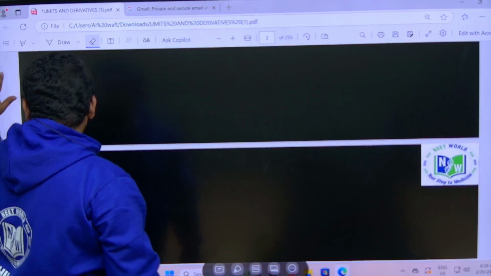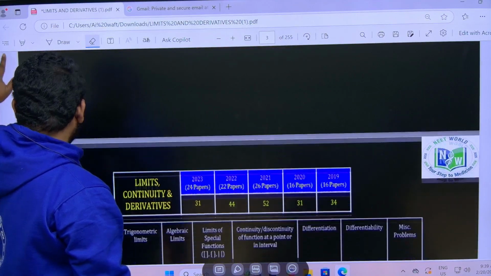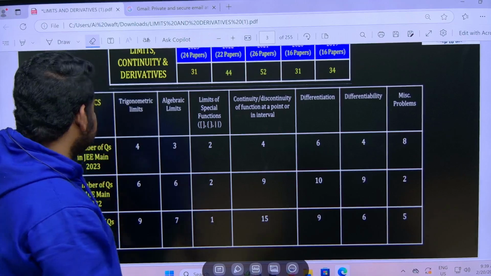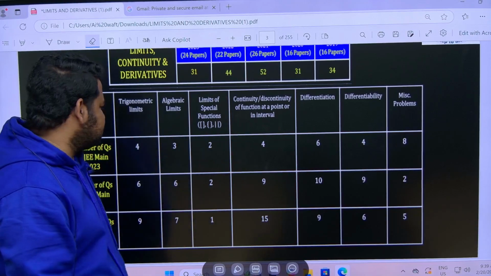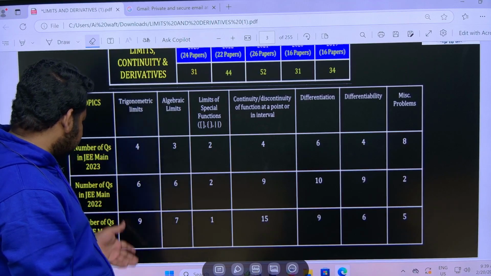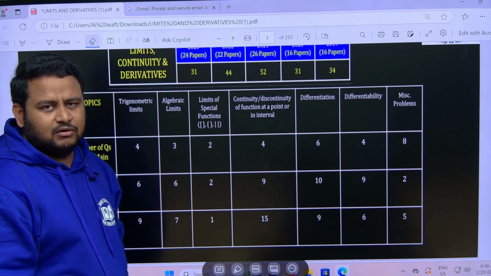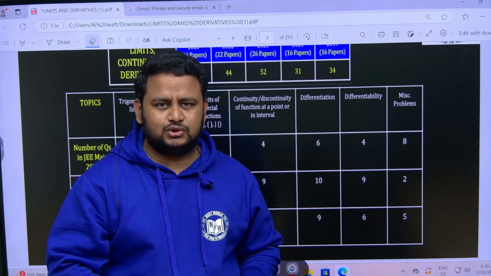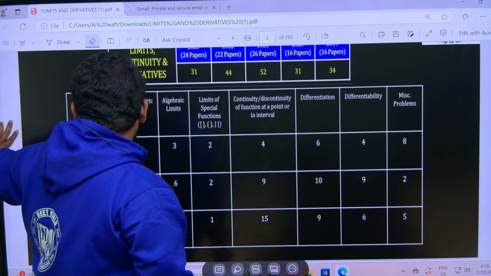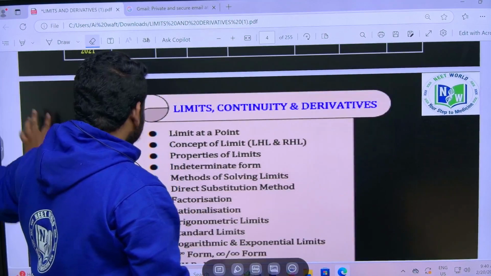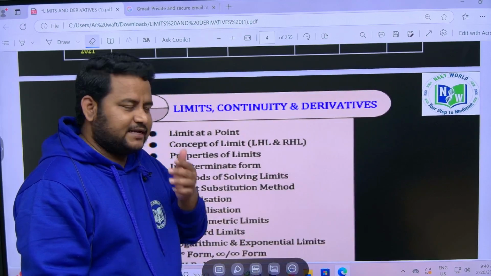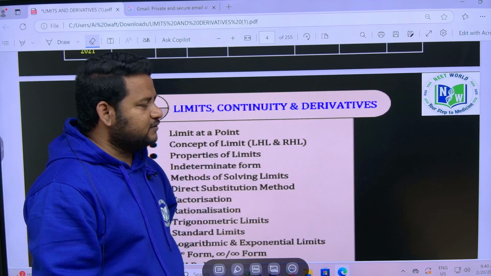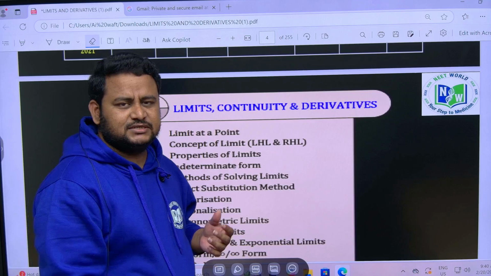Now, first let us have a look at limits, continuity and derivatives. Don't worry about this. When we talk about limits, there are various topics. These are the number of questions pertaining to JEE Mains, but when we talk about MSET and KSET, every year we are getting an average of 2 questions from limits and derivatives. Continuity and differentiability is a different thing. But when we talk about limits and derivatives, we are getting an average of 2 questions.